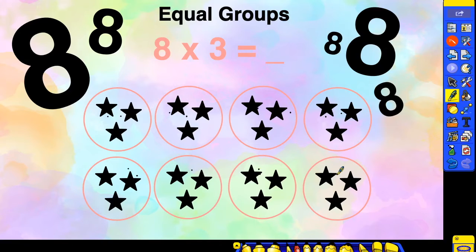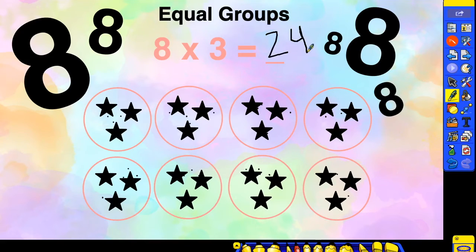It doesn't have to be stars. You could have done tally marks, circles, squares. It doesn't matter what is in those circles as long as there's only 3 of them. And you have 2 options now. You can either count out the stars or you can count by 3s. Either way, I'm going to go ahead and count out every star. And when we get our total, that means that's our answer. So 1, 2, 3, 4, 5, 6, 7, 8, 9, 10, 11, 12, 13, 14, 15, 16, 17, 18, 19, 20, 21, 22, 23, 24. So 8 times 3 equals 24.